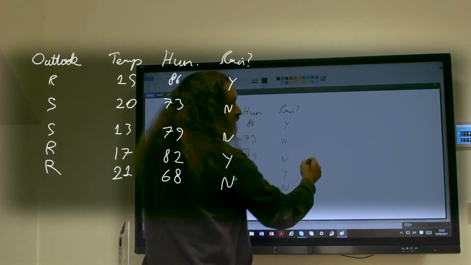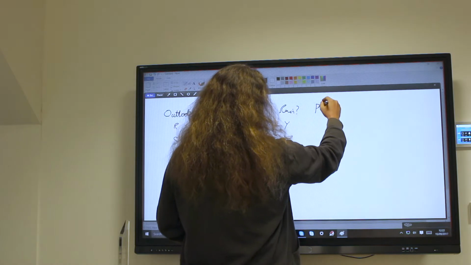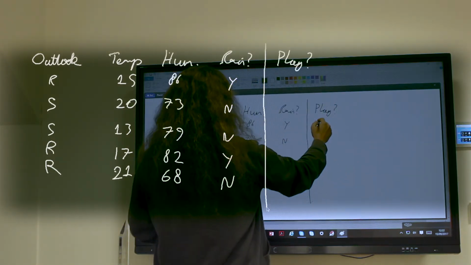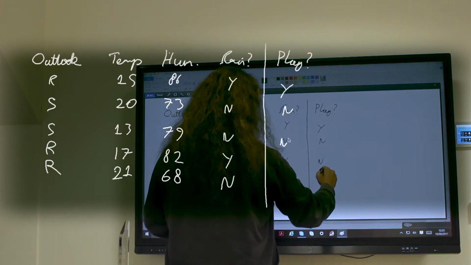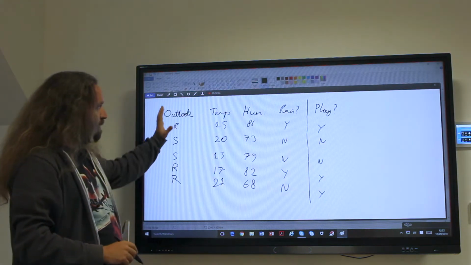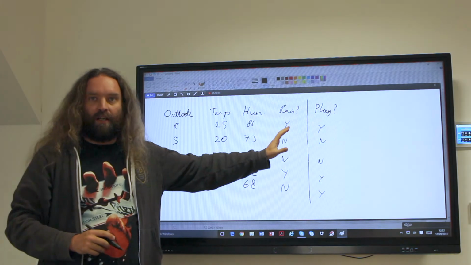Is this a training set? Yes, this is the input data. And then, here's my answer. Did I play golf on that day? And here we go. Now, if each of these were Boolean things, we could build a truth table about this.